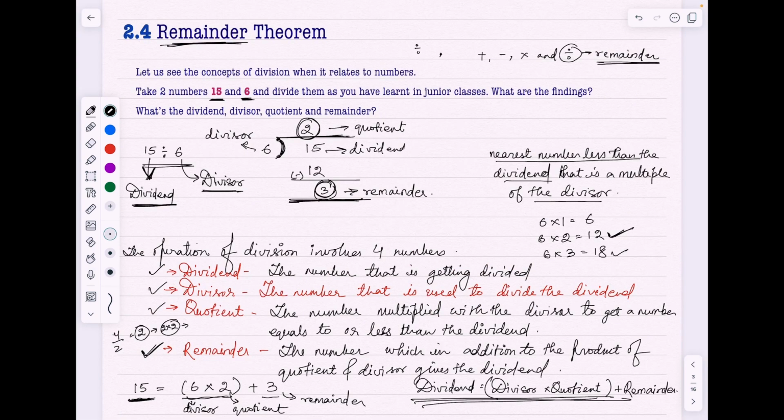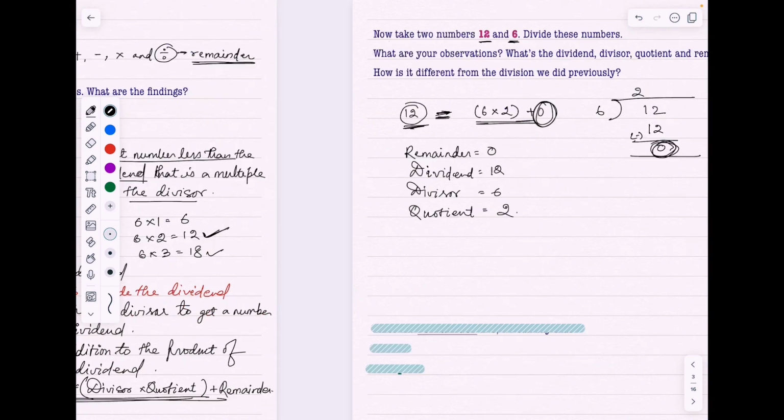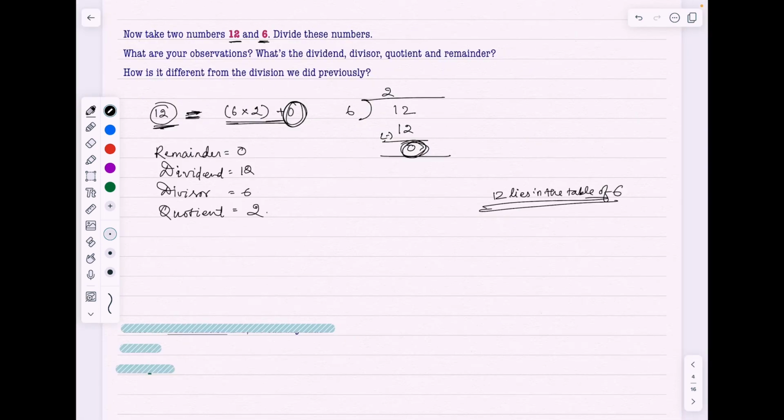Since the last time it was 15 and 15 does not lie in the table of 6, the remainder came as 3. Since 12 lies in the table of 6, okay, table of 6 means 6 into 1, 6 into 2, that table I am talking about, the remainder is coming as 0. And so there come two terms. When the remainder is 0, we can say two things. See here we are writing 12 equals 6 into 2 plus 0.